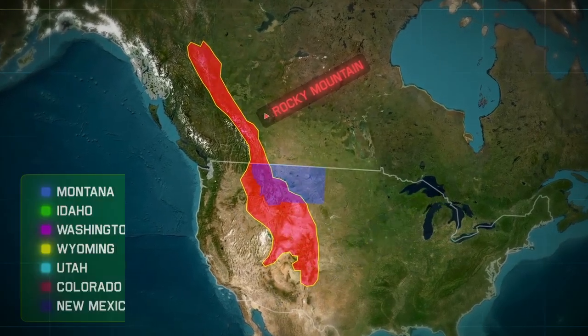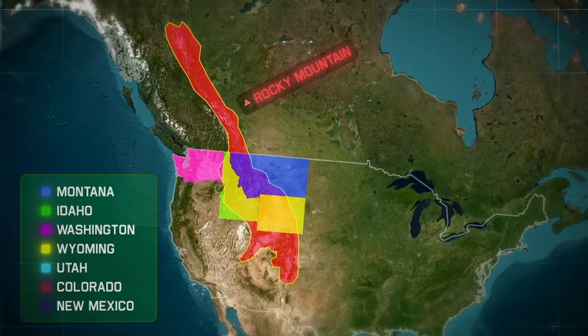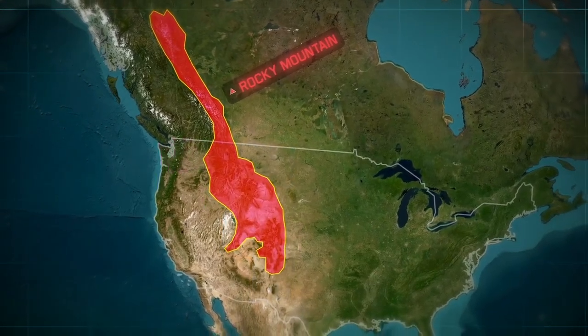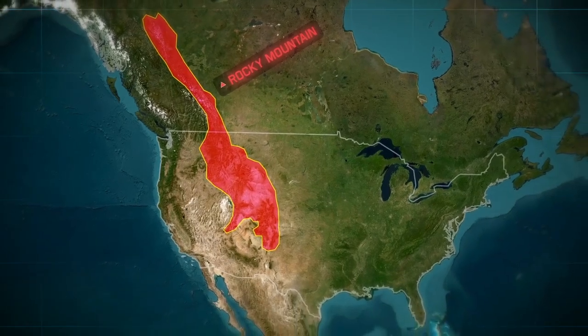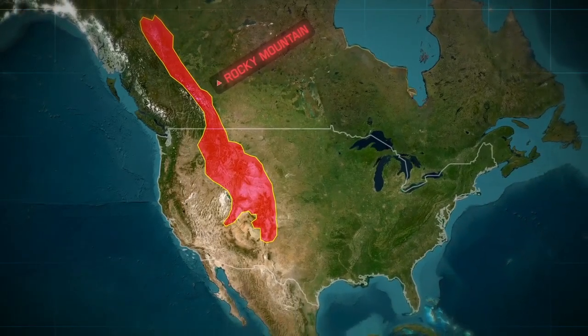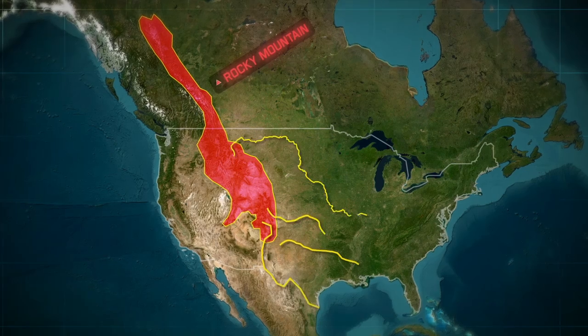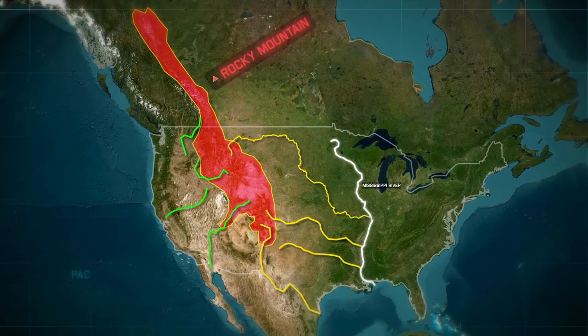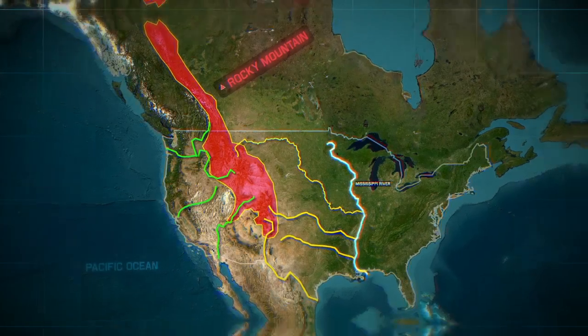The Rockies stretch over 3,000 miles, or 4,800 kilometers. They cover parts of Montana, Idaho, Washington, Wyoming, Utah, Colorado, and New Mexico. Rockies also form a continental divide, separating east and west flowing rivers. The east-flowing rivers mostly empty into the Mississippi River, while the west-flowing rivers empty into the Pacific Ocean.